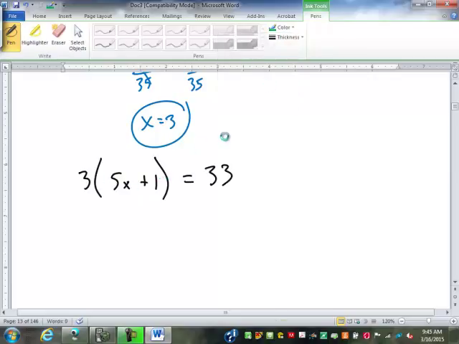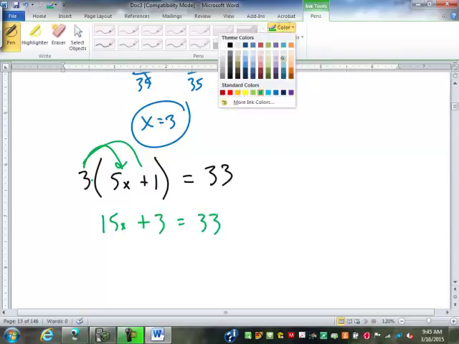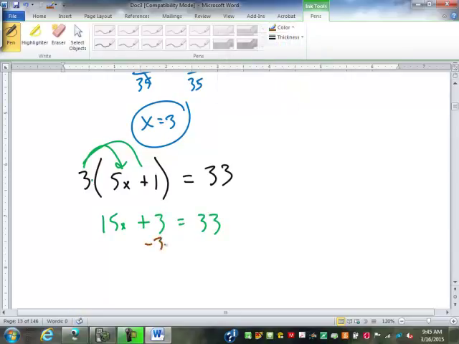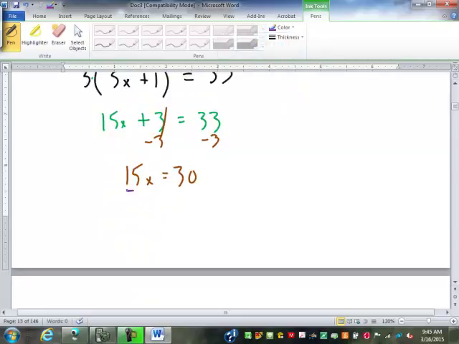Again, parentheses, nothing to do in the parentheses, but to the parentheses is times 3. So 3 times 5x, 15x. 3 times 1, positive 3. Okay, and then subtract the 3's. 15x equals 30. And then divide by 15. X equals 2.